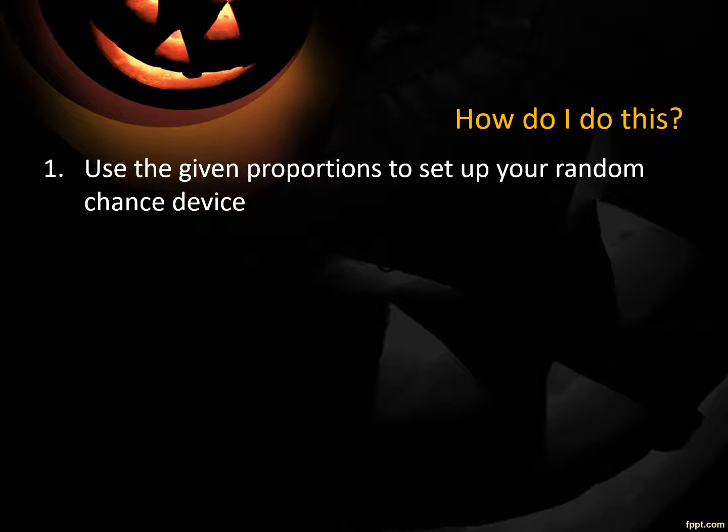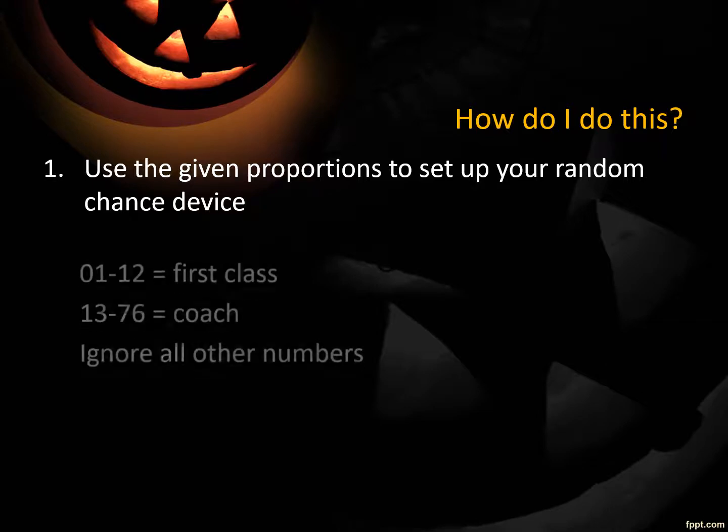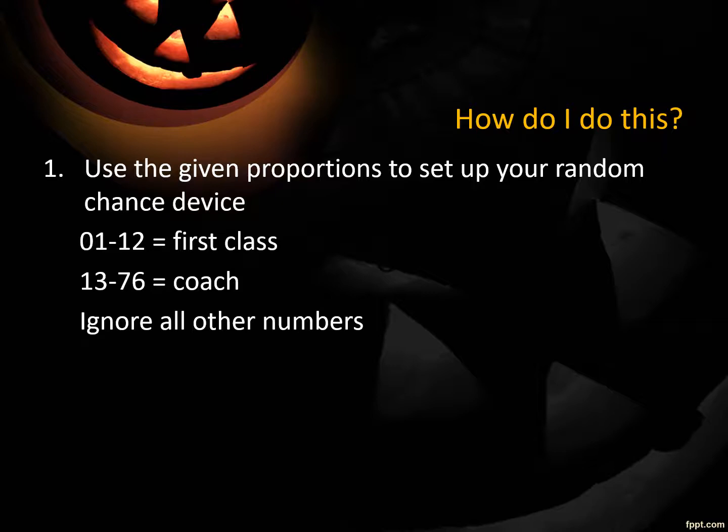Now, in this example with the TSA, we have first class passengers and we have coach passengers. There were 12 passengers that were first class and the rest of the 76 passengers were coach. So how could I do that? That's a lot of numbers. That's more than a die. That's more than a coin flip. So a random digits table is going to be our best bet here. The way I would set this up is I would say 1 to 12 are going to represent first class individuals, and 13 to 76 are going to represent individuals who are in coach. And then I'm going to ignore all other numbers.